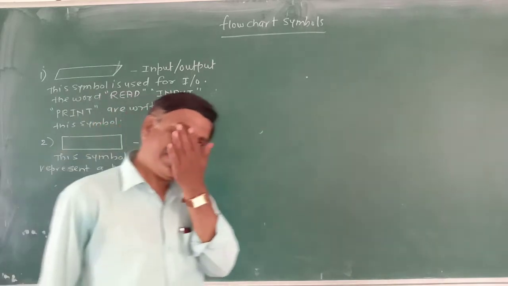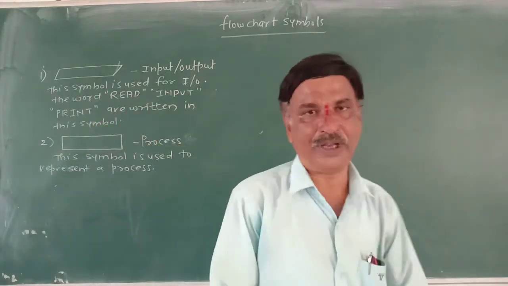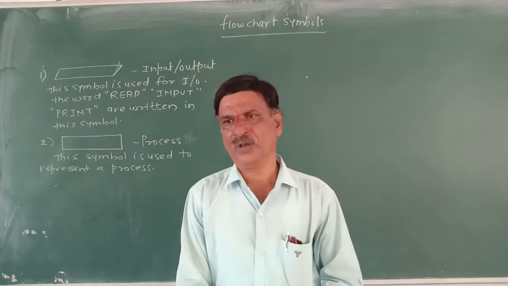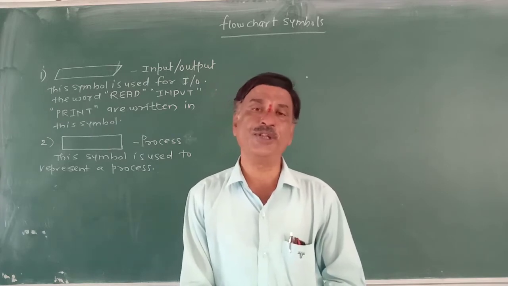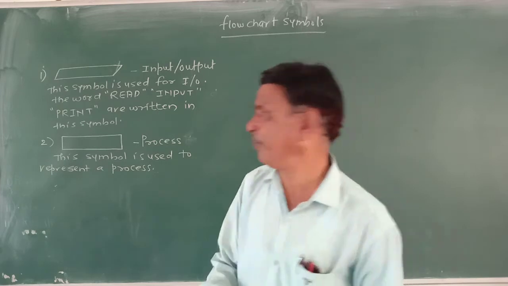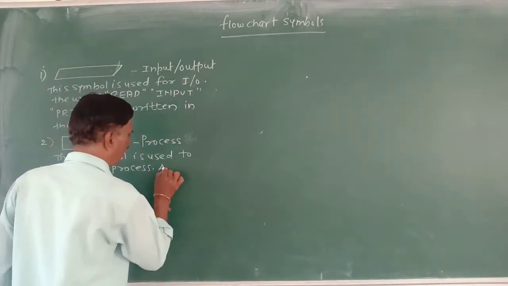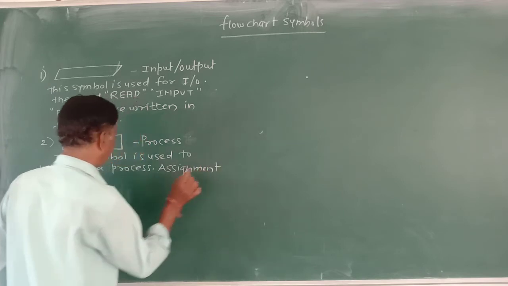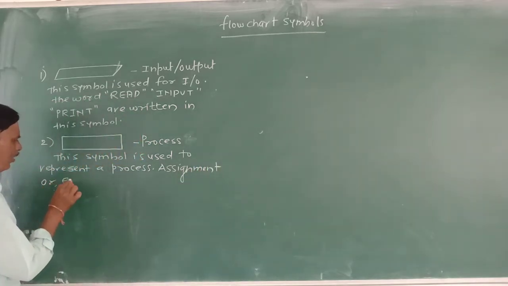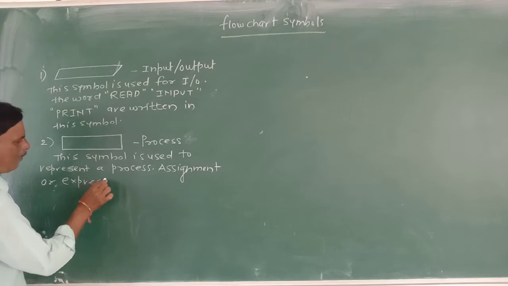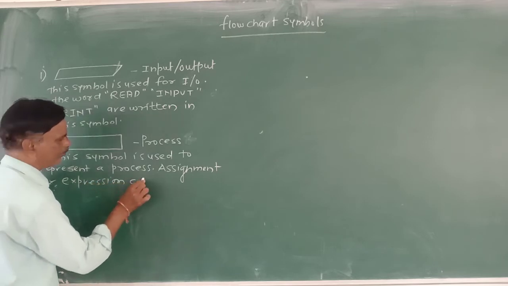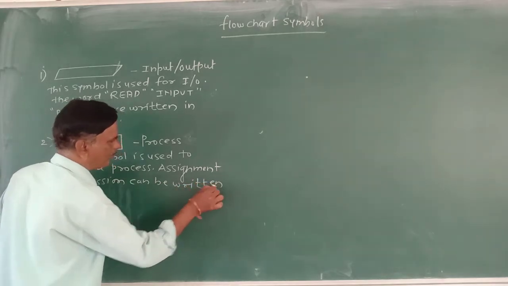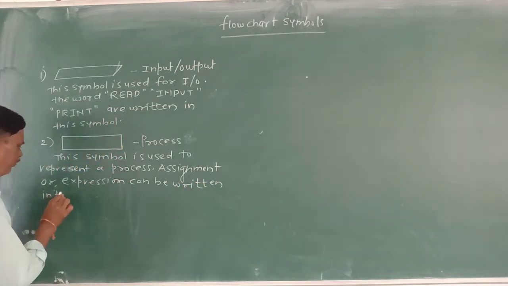So what is the process? In our example, A is equal to pi r square, that is 3.14 into r into r. That is the equation. Or it may be possible that A is equal to 2, B is equal to 2. So an assignment or an expression can be written in this symbol.